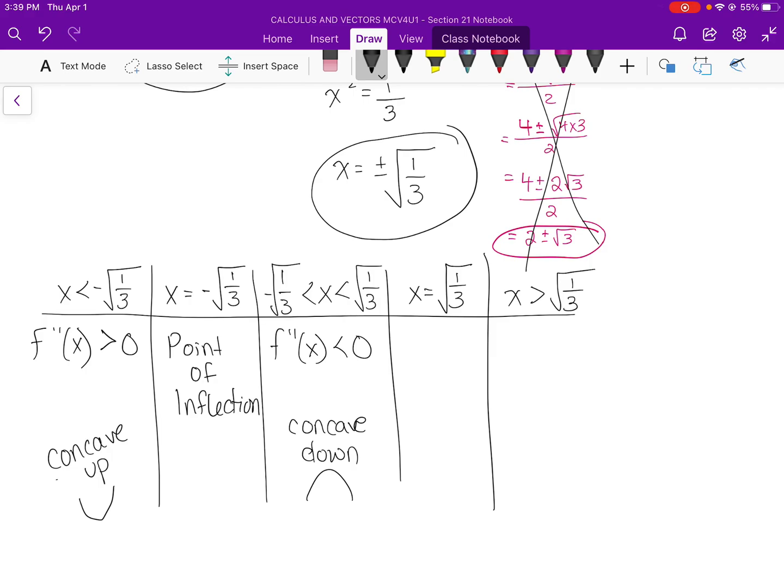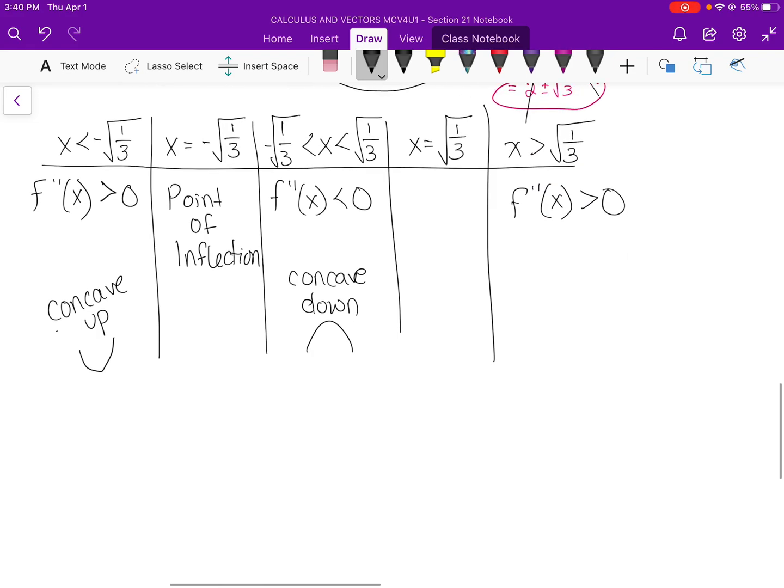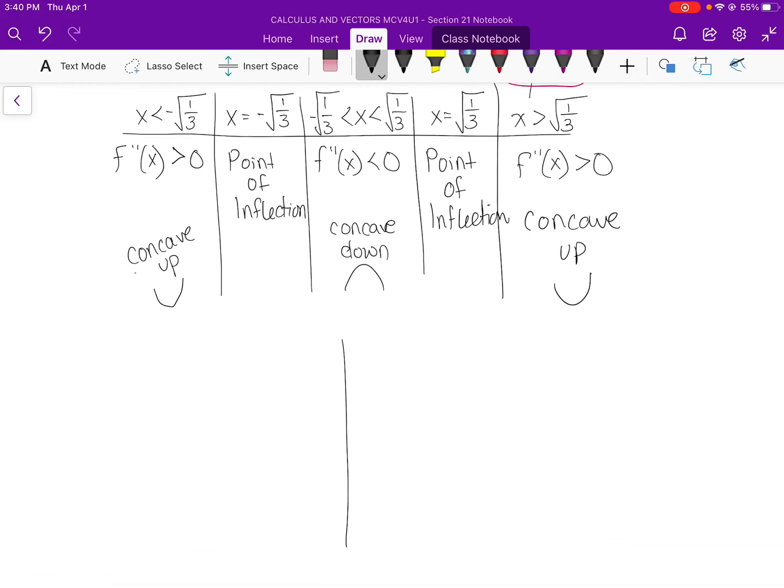And then we have to check when x is greater than root 1 over 3. You know what? Our second derivative is going to be greater than 0. If you sub in a value up here, like 1 or something, and check what it equals, it's going to be positive. So therefore, it's concave up again. That means this is a point of inflection too. So my original sketch might not have been that good.